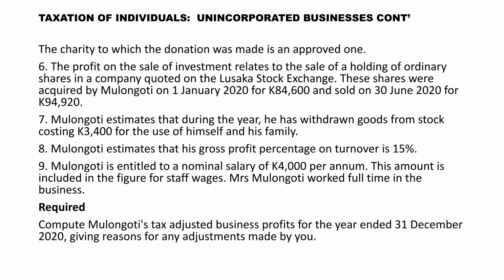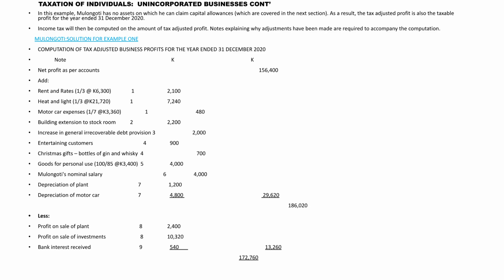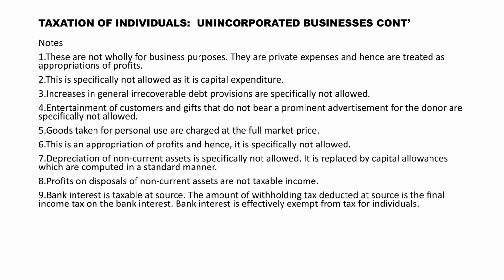Further information clarifies the charity's approved status, details of the investment sale, goods withdrawn for personal use, gross profit percentage, and Mulongoti's and his wife's salaries. We are required to compute Mulongoti's tax-adjusted business profits for the year. Here's the solution for Mulongoti's tax-adjusted business profits. Since there are no capital allowances to claim, the tax-adjusted profit equals the taxable profit. We add back non-deductible expenses and subtract non-taxable income to arrive at the final figure. The notes explain the adjustments.